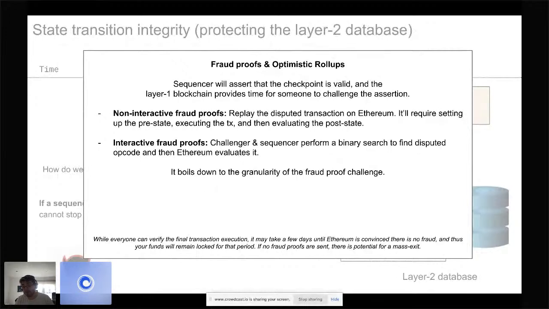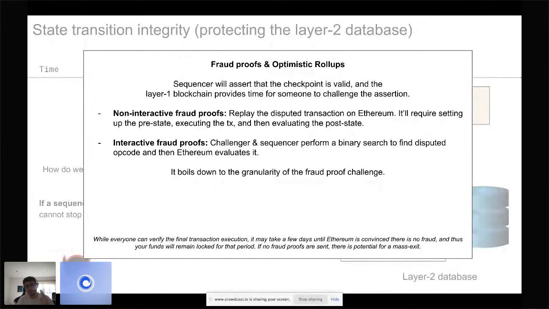The issue there, of course, is that state could be expensive to recreate, the transaction could be expensive, and then doing that comparison, that evaluation of the post state, can also be a very expensive process. But it's non-interactive, and you can just send them sequentially. The other approach is the interactive fraud proof.